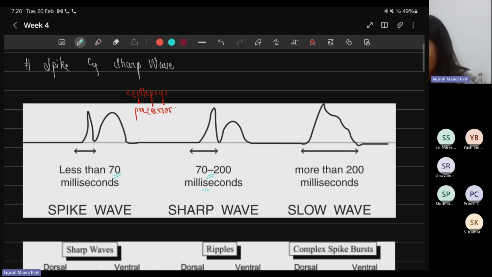These spike waveforms are actually used as a precursor for epileptic studies. When a person is suffering from epilepsy, I hope you all know what epilepsy is, a condition where people can't remember certain things, or they have fits or attacks. There are seizures going on in their body. This is where your central nervous system is not performing well.